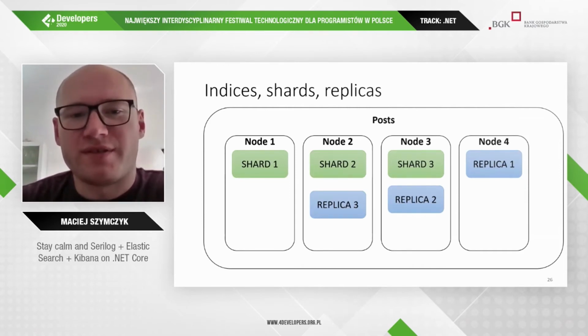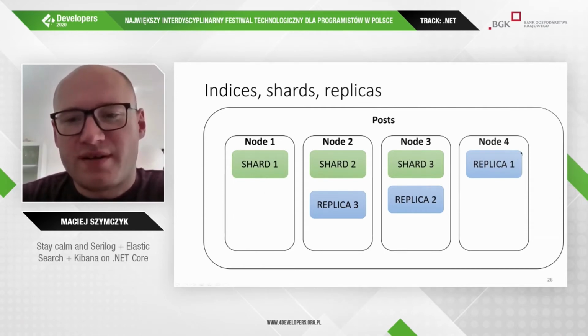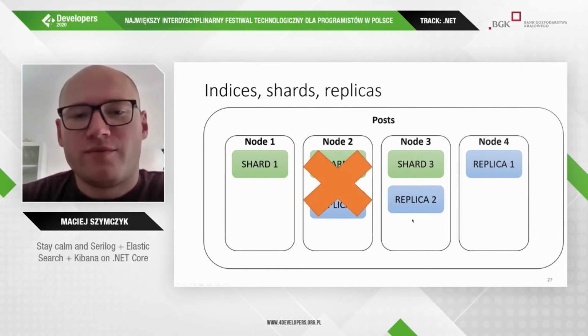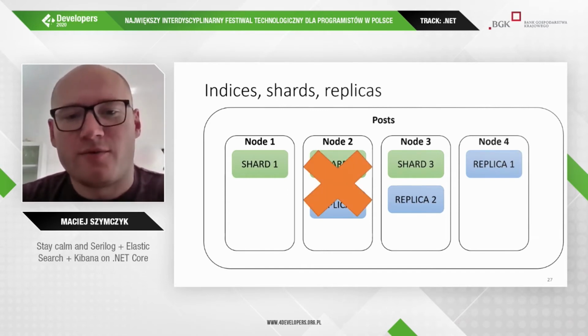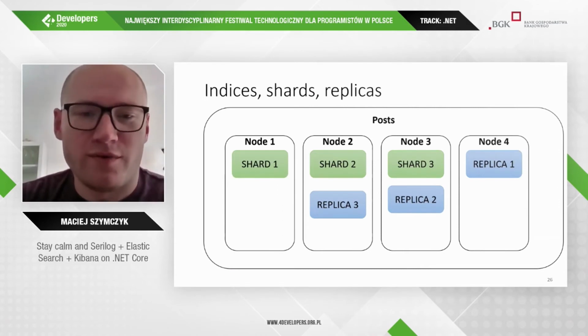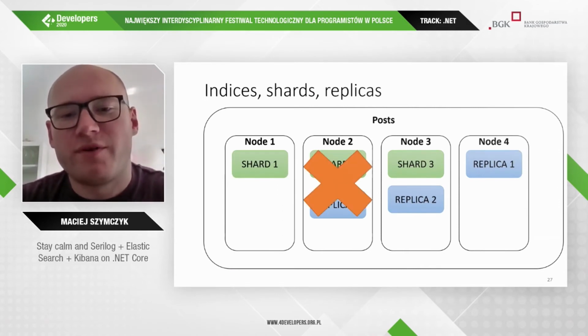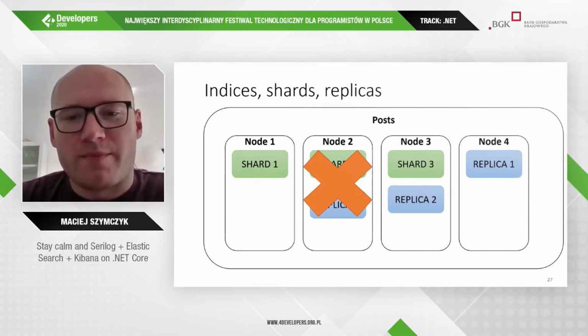So we have a posts index, and we have 4 nodes. And this index consists of 3 shards and 1 replica. So each shard has its own replica. And imagine that node 2 collapses. So we lose shard number 2 and replica number 3. And this is what will happen.